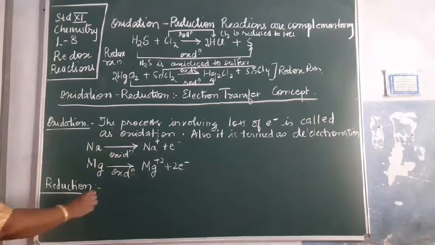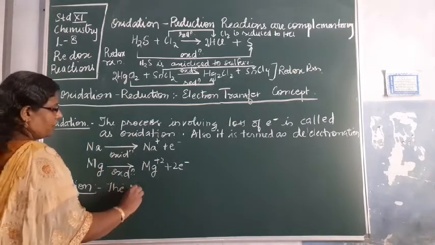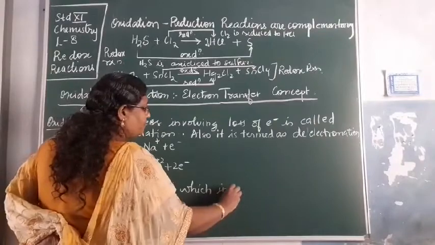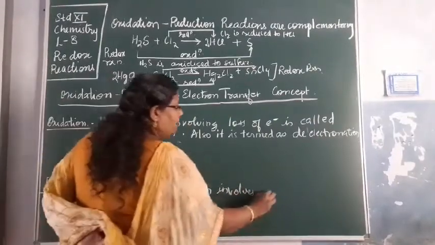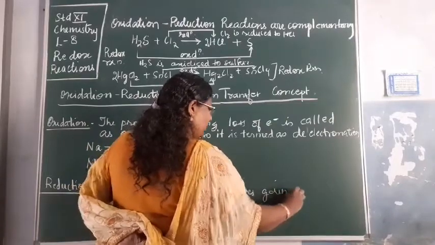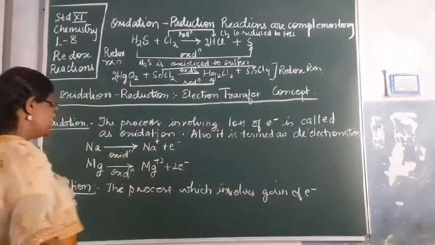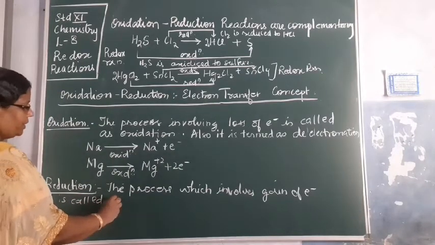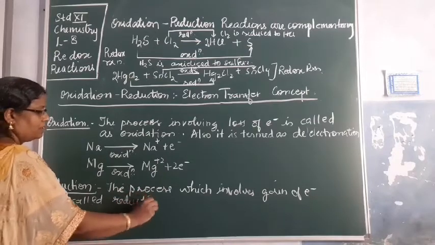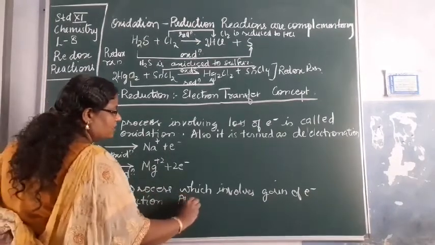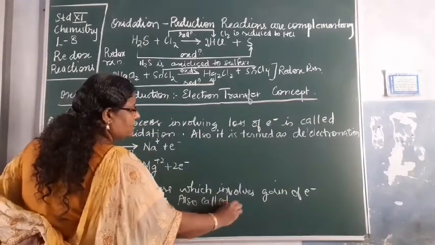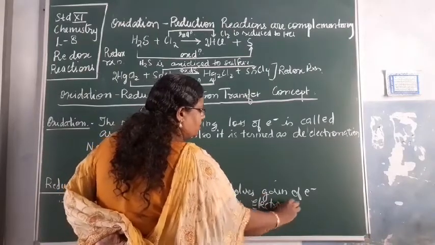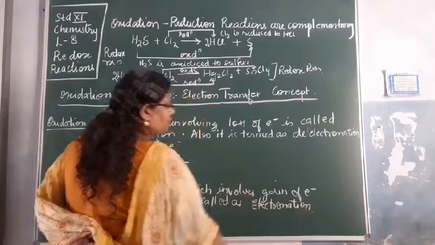Okay? And the process which involves gain of electron is called reduction, also called as electronation. What is it called? Electronation. It is called electronation.